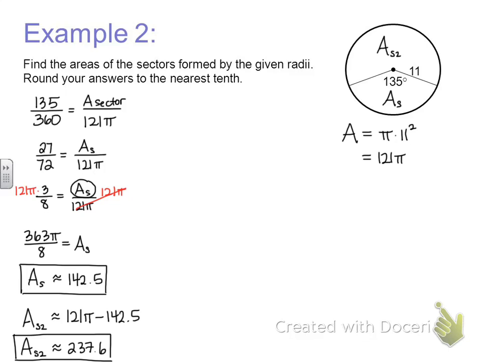Again, really similar to the setup you were doing the other day. It's just that instead of having one of your fractions talking about arc length to circumference, now that fraction's talking about area of a sector to area of the whole, right? That's the only thing that's changed. Let's take a look at another one.